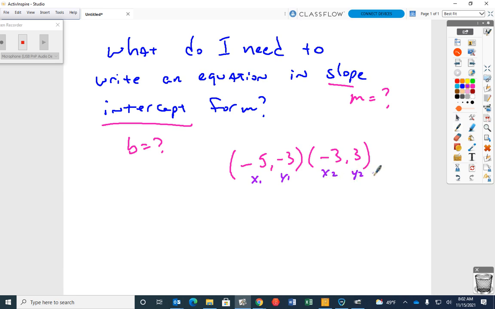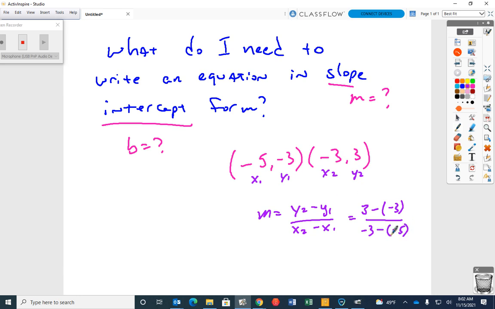Okay. You understand those, right? What's my formula to find slope? M equals y2 minus y1 over what? Everybody agree? Okay, what's y2? 3 minus, what's y1? -3. What's x2? -3 minus, what's x1?